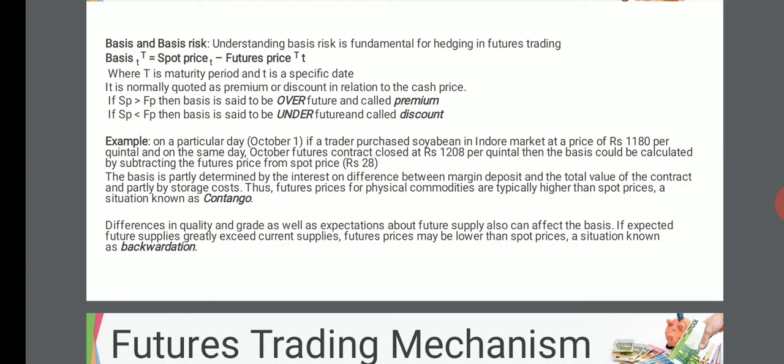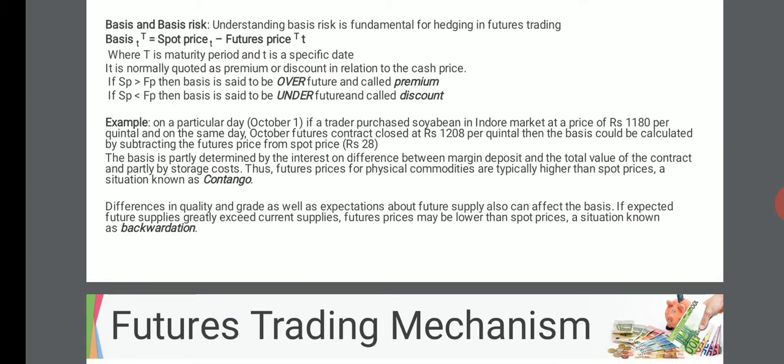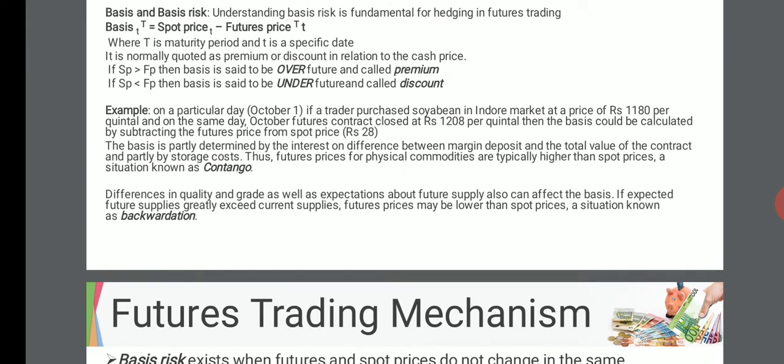Example: on a particular day, October 1, if a trader purchased soybean in the Indore market at a price of rupees 1180 per quintal, and on the same day the October futures contract closed at rupees 1208 per quintal, then the basis could be calculated by subtracting the futures price from the spot price. The basis is partly determined by the interest on the difference between margin deposit and the total value of the contract, and partly by storage costs.